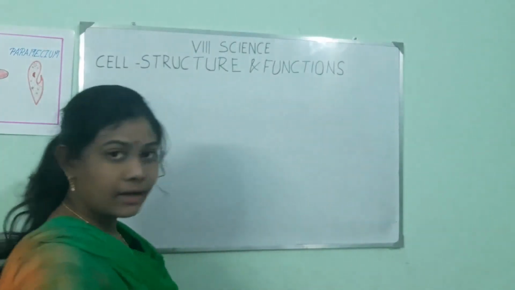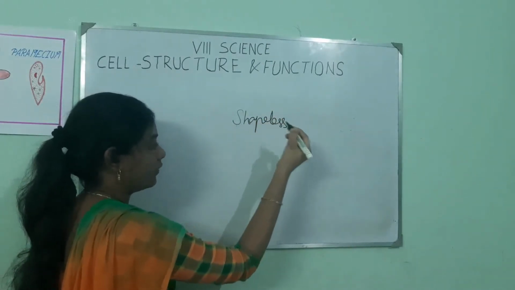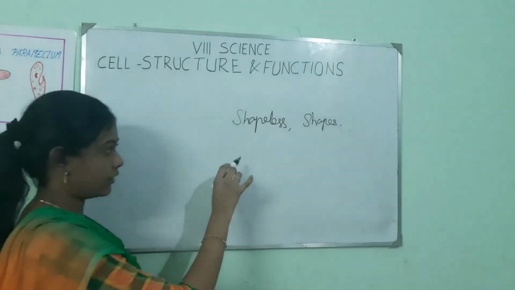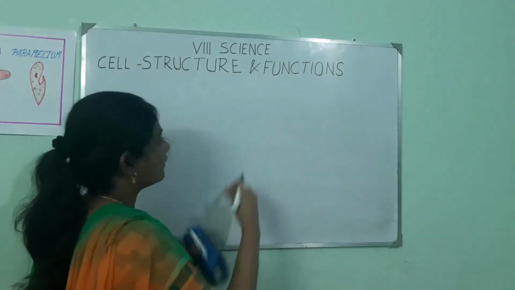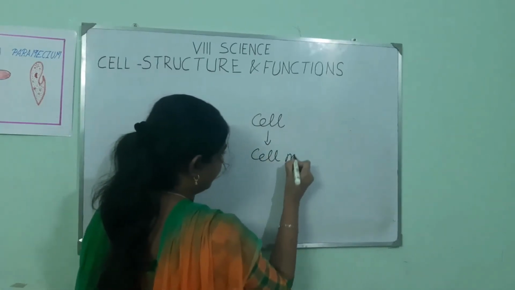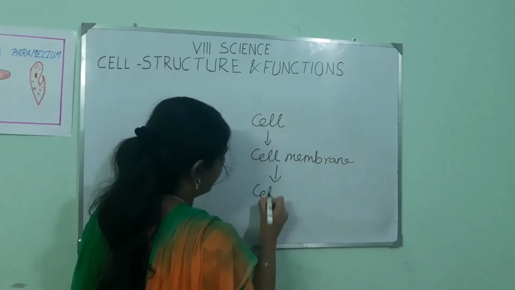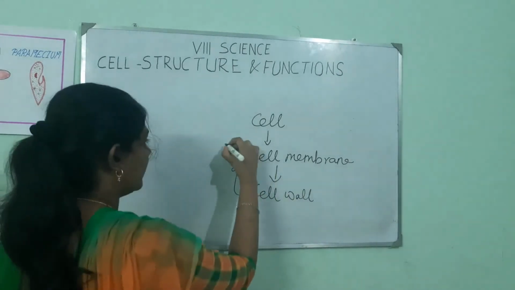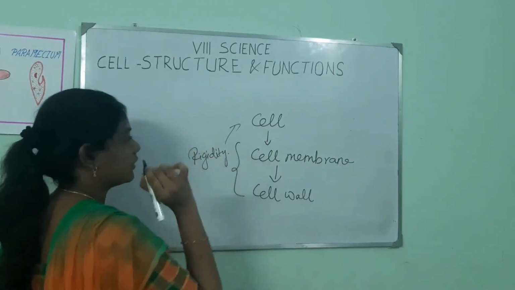If you see, amoeba is shapeless, but all the human cells are of different shapes. But amoeba also performs its function and the human cell also performs its function. Now, this cell is enclosed with the cell membrane, and this cell membrane is further enclosed with the cell wall. Both the cell membrane and the cell wall give rigidity to the cell. That is the reason for its shape also.